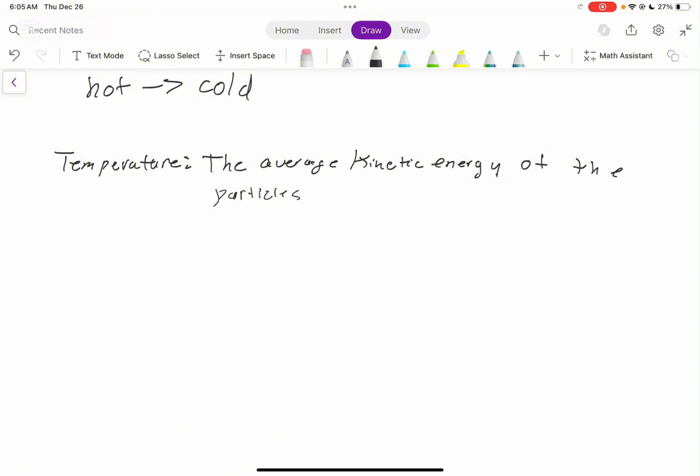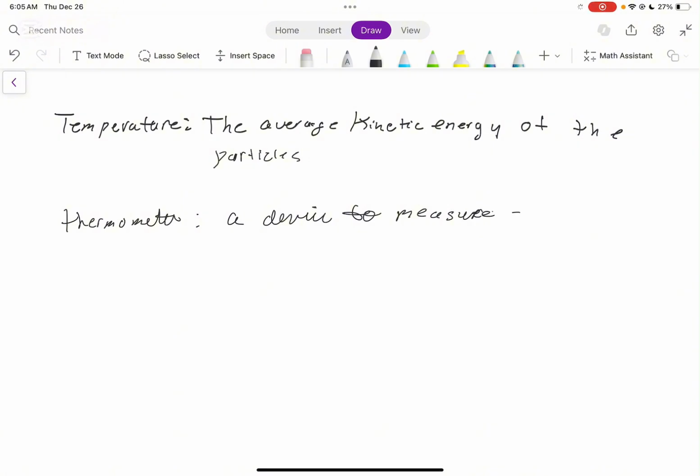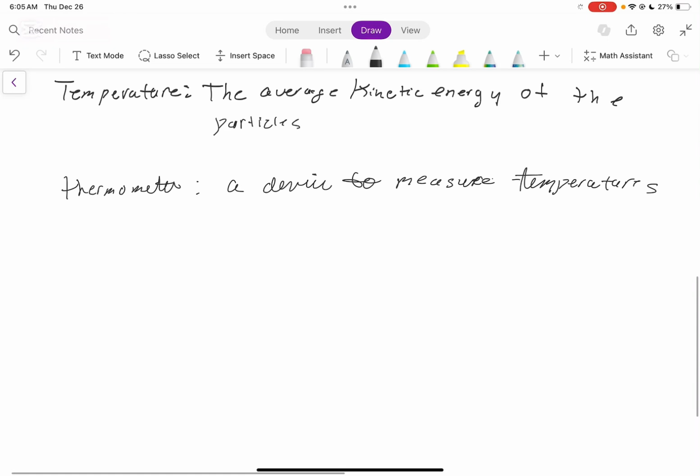And a thermometer is basically just a device to measure temperatures. And oftentimes they're made up of glass with mercury or alcohol inside them.